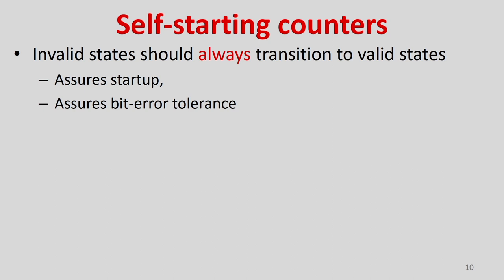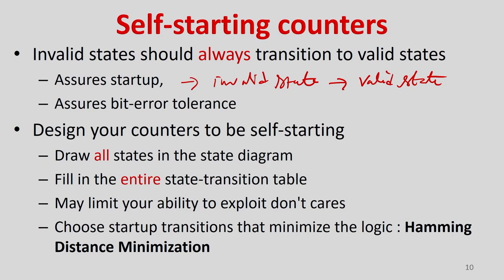Invalid states should always transition to valid states. That is what we need to ensure. Assure the startup: whenever it starts up, even if it enters an invalid state, it should move to a valid state without looping in invalid states. Assure bit error tolerance: suppose by mistake some bit got an error, then also it should get into the valid state. Design your counter to be self-starting.